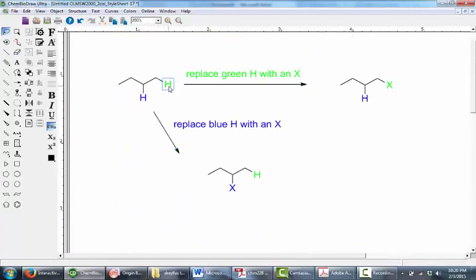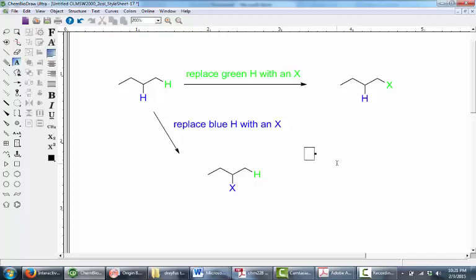To do that, I'm going to replace this green H with an X, and then separately replace the blue H with an X. So I end up with this structure and that one. Then I can ask myself, are these the same compound or different compounds? It's clear now that a compound with the halide on the terminal carbon is not at all the same as the one which has the X on one of these internal carbons. Which means this blue H and this green H are distinct and not chemically equivalent.